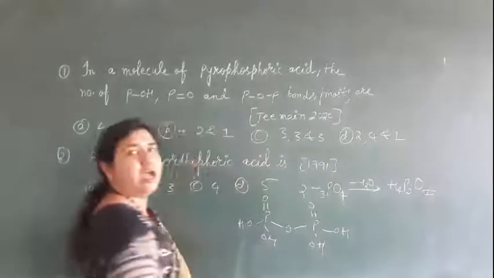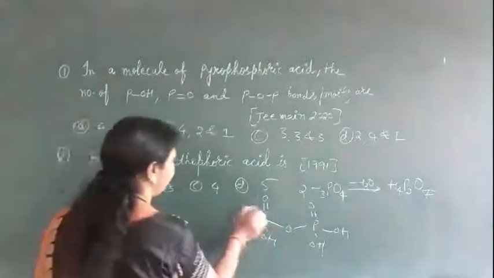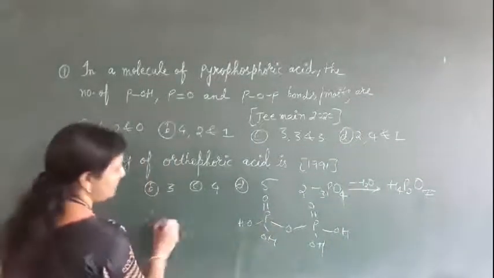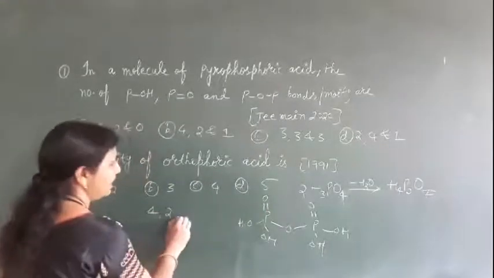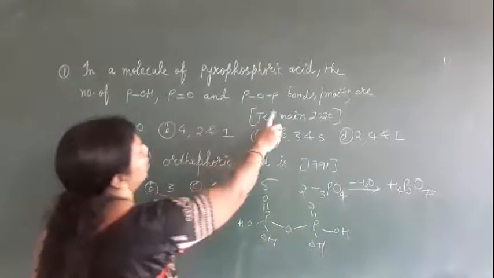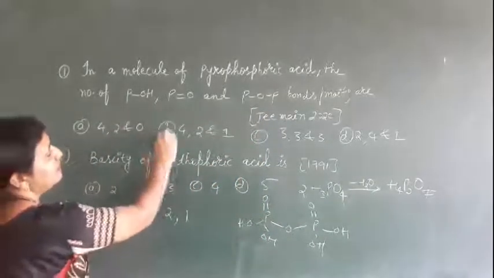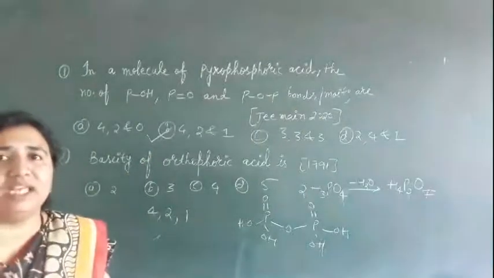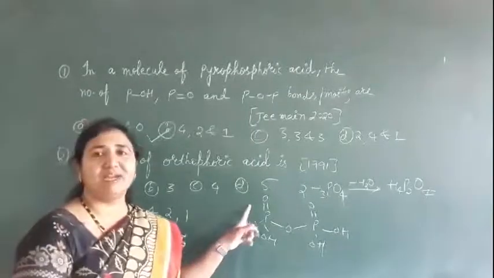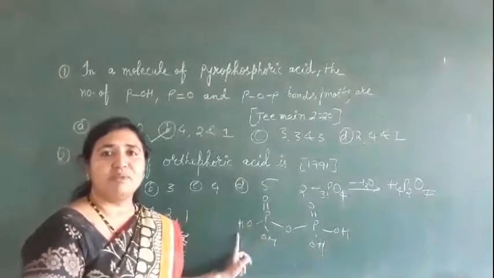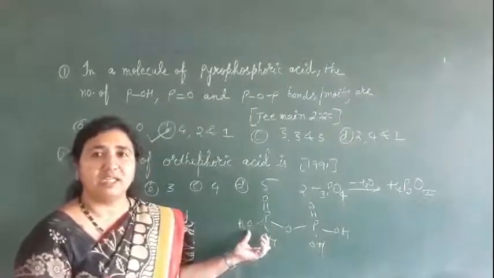In this, what they have asked is how many P double bonds we have here. We have 2 here. How many POH bonds? 1, 2, 3, 4. We have 4, 2 P double bond O, and the POP bond is 1 here. So option B is the correct option, 4, 2, 1. Okay, so like this they can ask the question. As I said, you have to remember how many P double bond O, how many POH bonds, how many POP bonds there are, and they can ask the basicity of the acid.